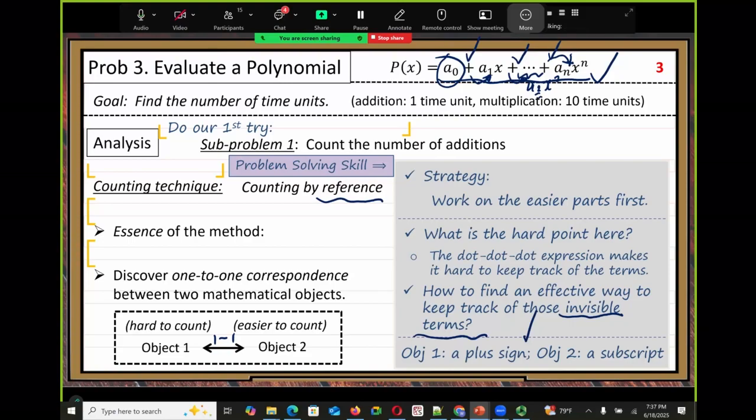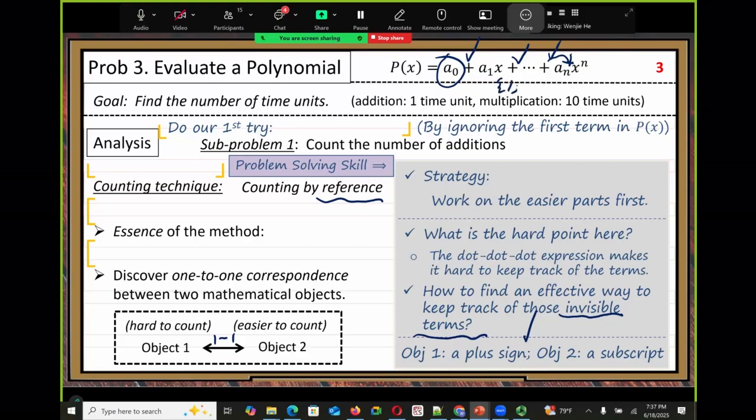So now you can see, in this way, it is a one-to-one correspondence. Is it easy to count these subscripts? Here, let me list the subscripts.